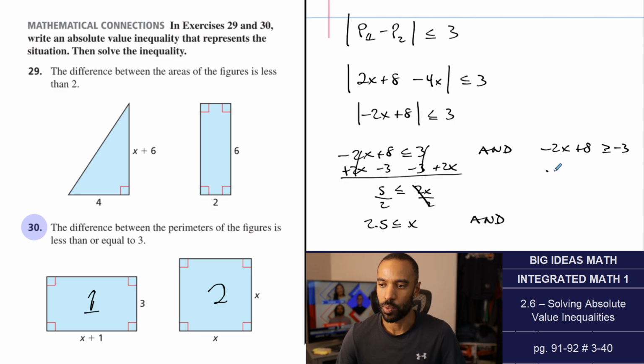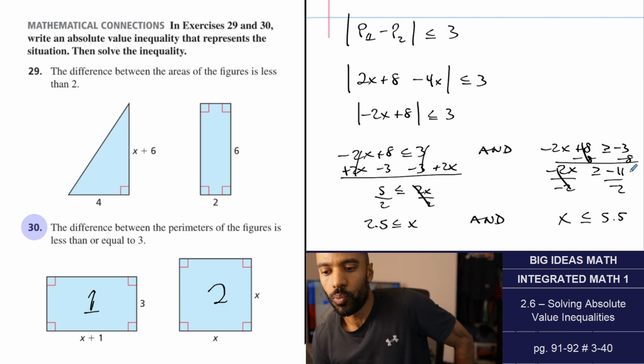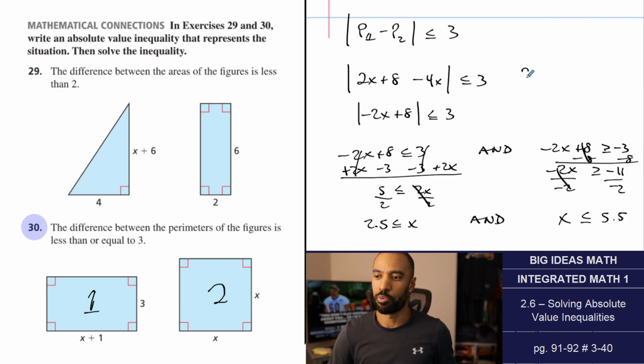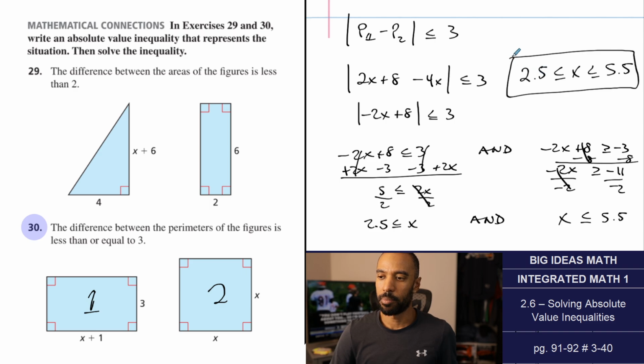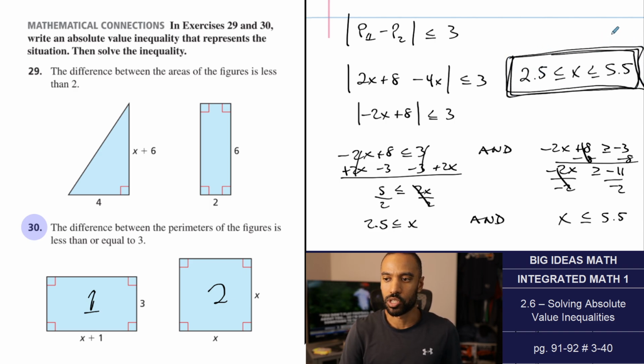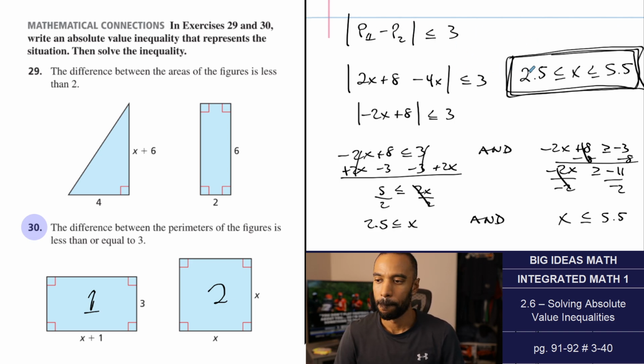I'll keep the negative 2x on this side as I subtract 8 over. And I'll get greater than or equal to negative 11. As we divide both sides by negative 2, this turns into a positive 5.5, but we also flip the inequality. So we have to be between 2.5 and 5.5 units for x. For the perimeters, these are kind of nice questions. For the perimeters to be within 3 units of each other, 3 units also counts, but between 3 units of each other in that way.